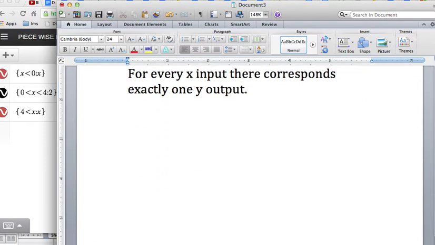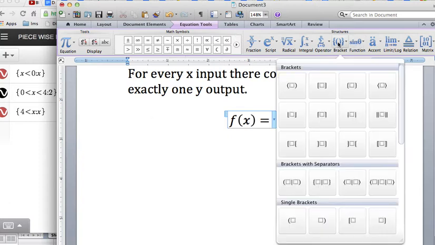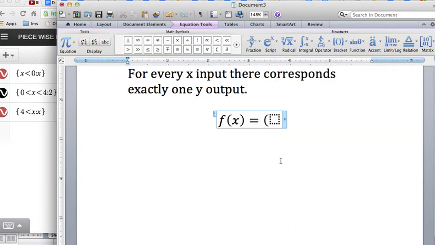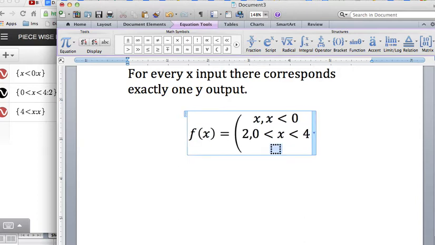So what we could say, we could insert a function. We're going to say our function equals, well, because we have multiple functions contributing to this piecewise function, we have to write this as such. So we're going to say, well, it equals x so long as x is less than 0, and it equals 2 so long as x is between 0 and 4, and it equals x so long as x is greater than 4.